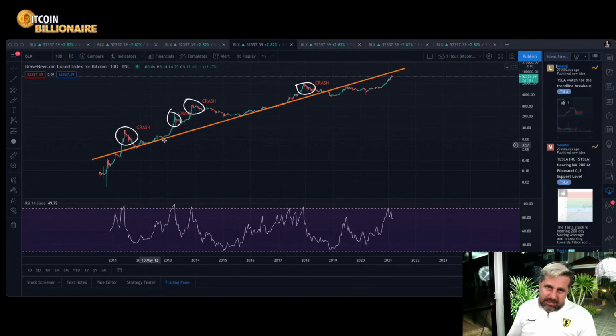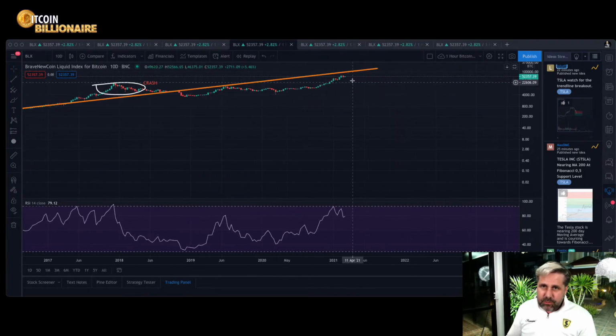So we created this kind of trend line. I wouldn't call this an exact science here, but you can definitely see there's more room to grow.